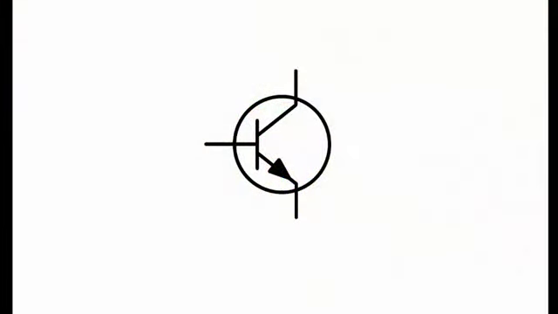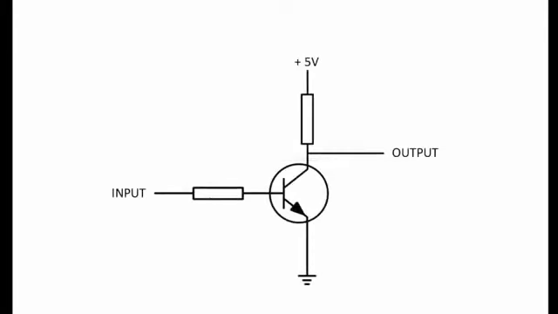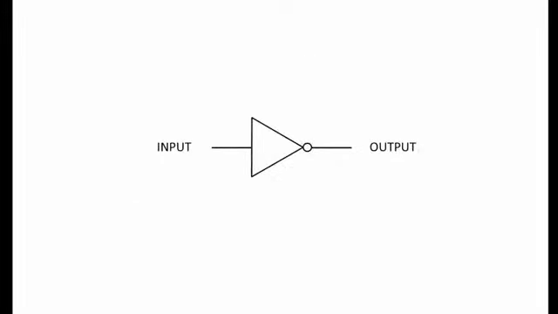This is the symbol electronic engineers use to represent a transistor in a circuit diagram. And this is the symbol used to represent a resistor. If a transistor and two resistors are combined like this, they produce a circuit which behaves in a very special way. This circuit can be represented with its own symbol. It has an input and an output, and it's known as a NOT gate.